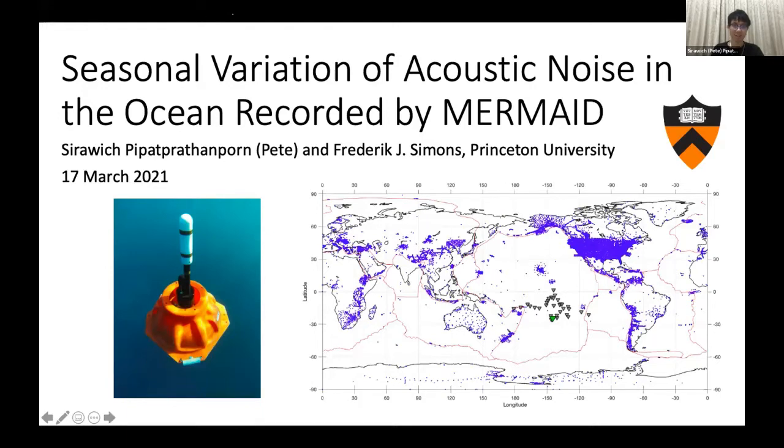The left photo is a picture of MERMAID, which is a floating hydrophone. And the right picture is the map of the MERMAID, which is in the middle of the ocean, labeled as the green triangle. And the other small triangles are stations that have ever reported any earthquake. Next slide, please.